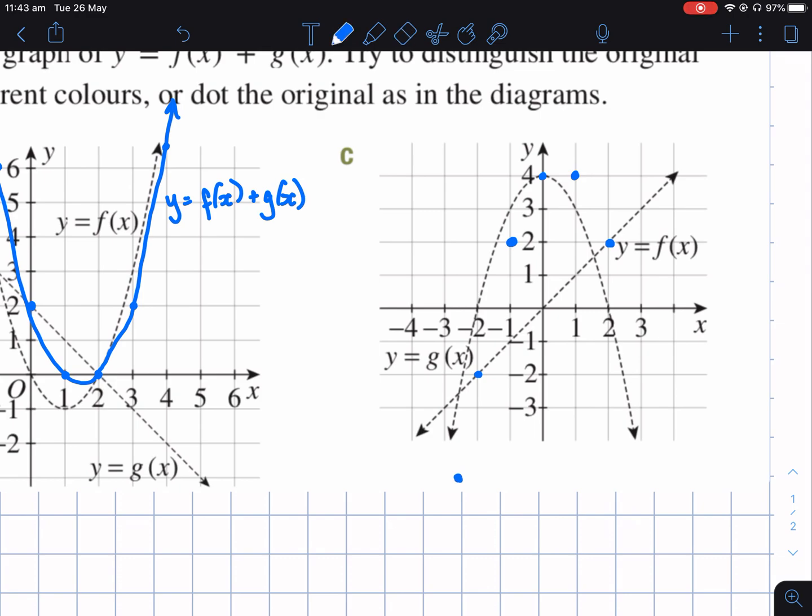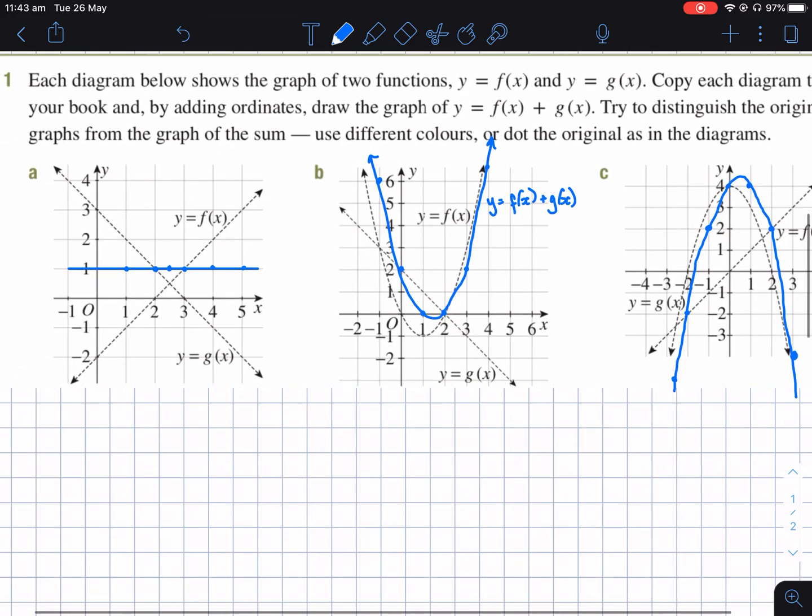Next one along, we've got something way down here, and we've got 3, so I'm just going to put our next point here, and it's going to go off the page because this quadratic goes lower and lower and lower. So we're going to get another quadratic-looking thing. It's going to look like that, but better. That's question 1.